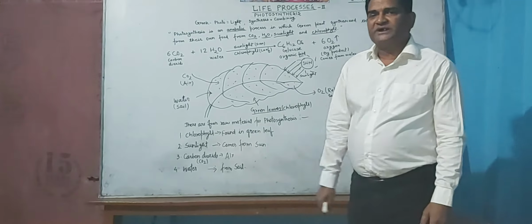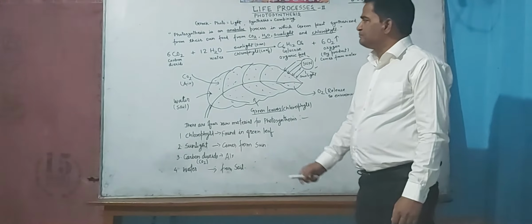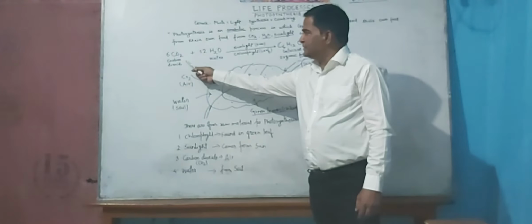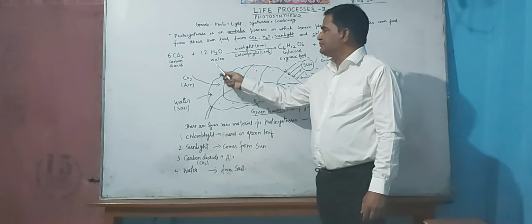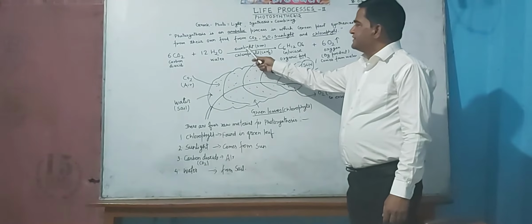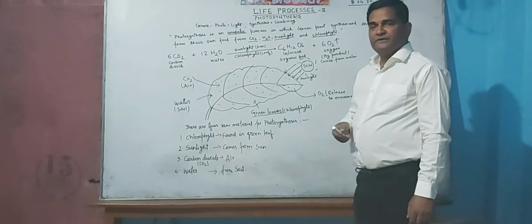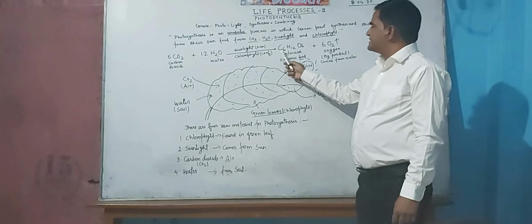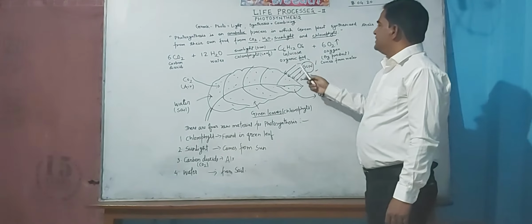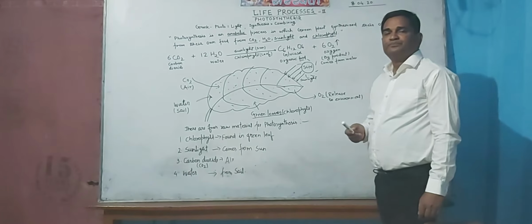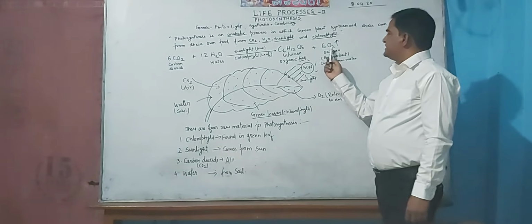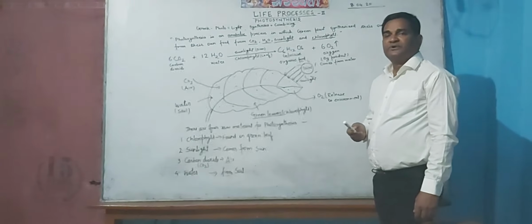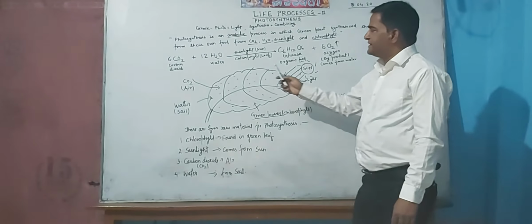The main equation of photosynthesis, children: 6CO2 plus 12H2O in presence of sunlight and chlorophyll gives glucose, that is C6H12O6, and plus 6O2. Here oxygen is evolved as a byproduct of photosynthesis, and it directly comes from water.